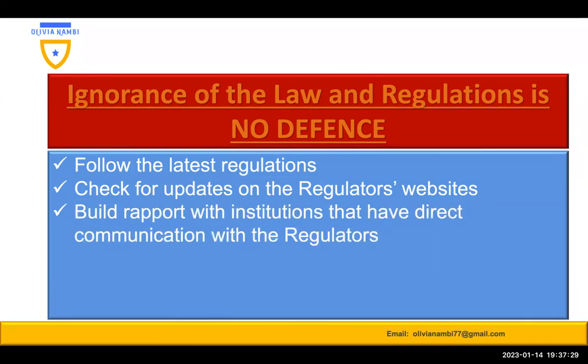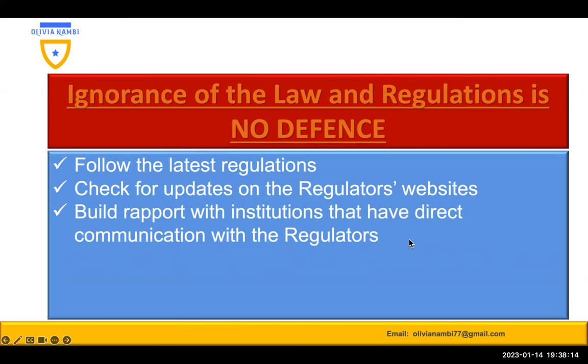Build rapport with institutions that have direct communication with the regulators. For example, when ICAO has updates to communicate, they'll definitely reach out to IATA, and then IATA will reach out to its stakeholders, such as the airlines and the training providers who are accredited by IATA. And then ICAO will also communicate the same updates to all civil aviation authorities in their respective countries. So that's how information moves.